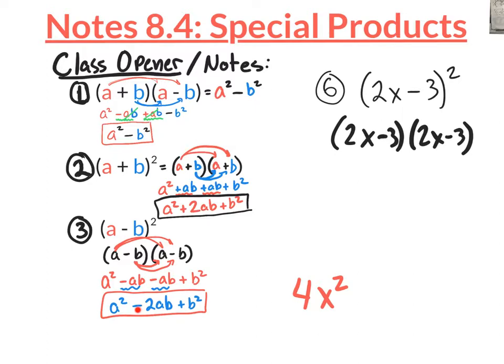The next term says on the answer minus 2 times a times b. Let me actually write it out so we don't get confused. Minus 2 times a, where a is 2x, so that's times 2x, times b, where b is 3, times 3. So that middle term is going to be negative 12x. And that first term is 4x squared, and that last term is b squared. So that would just be 3 squared, which is what? Plus 9, right?